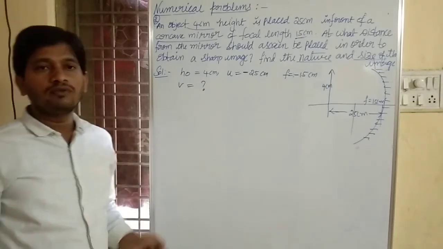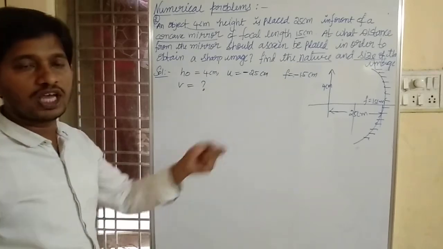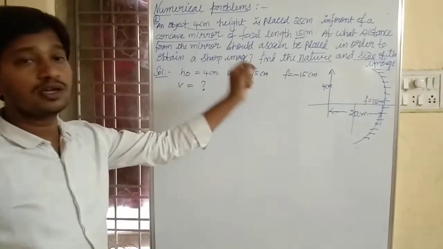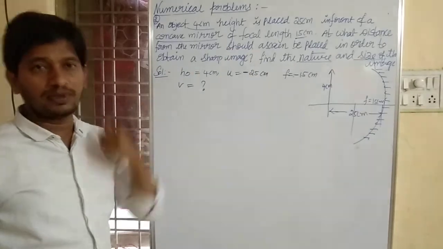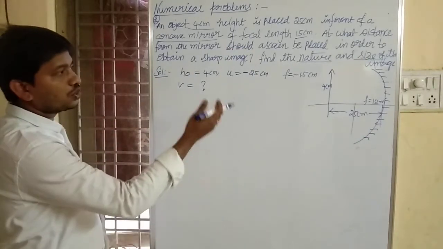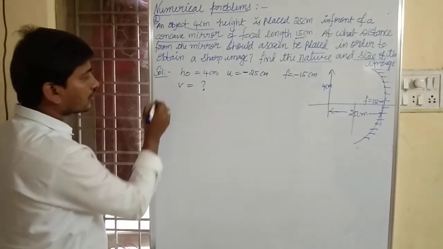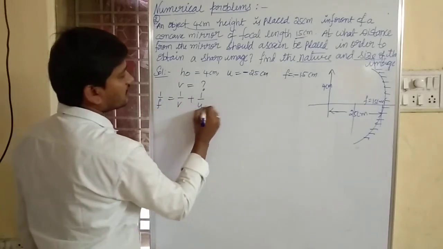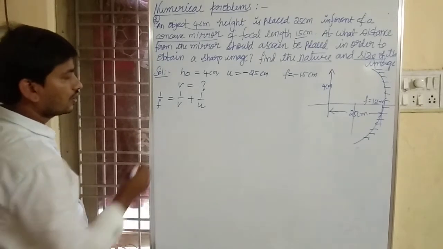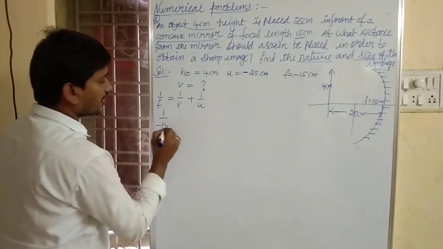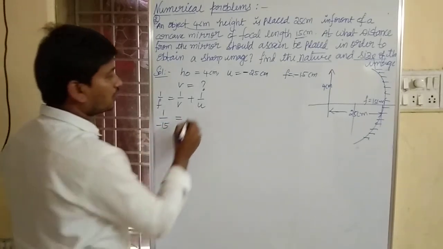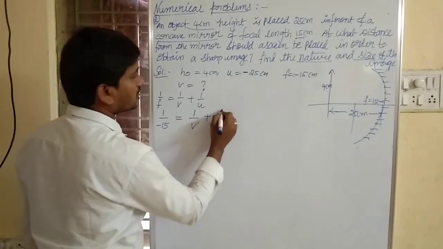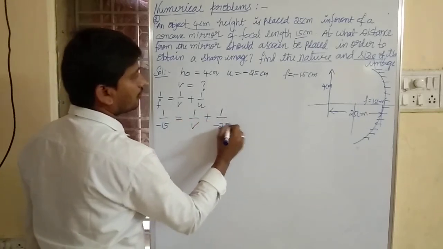So first of all, we will find the position where we should place a screen to obtain a sharp image. Right? Let me substitute these values in the mirror formula. We have the formula 1 by f equal to 1 by v plus 1 by u. So focal length is minus 15 equal to 1 by v plus 1 by object distance, which is minus 25.